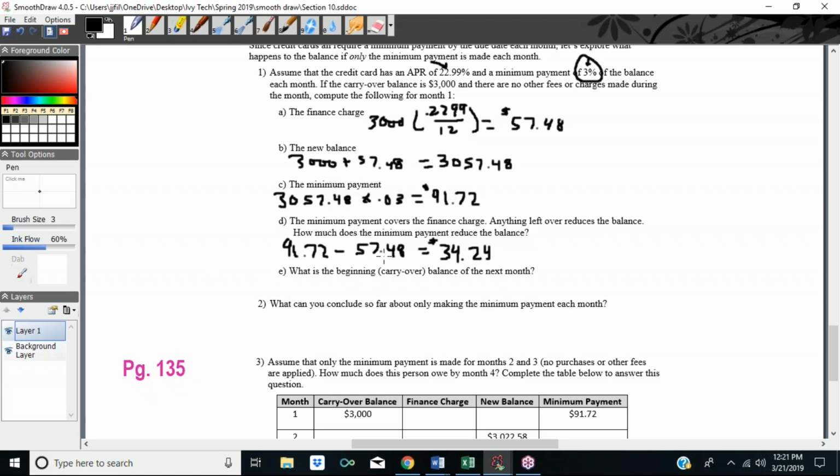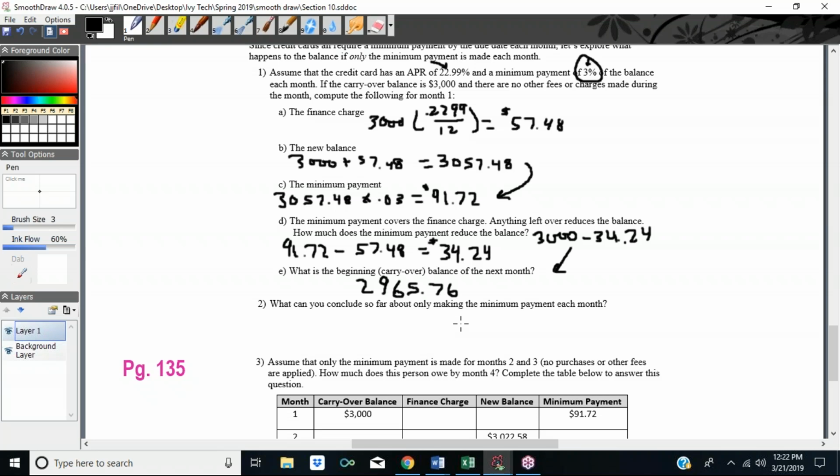It's going to be, you can do it one of two ways. You can subtract these two, or you can do 3,000 minus the 34.24. It doesn't matter which way you do it. You get the same result. And it looks like 2,965.76. Looks like many of you are getting that. So 2,965 and 76 cents.